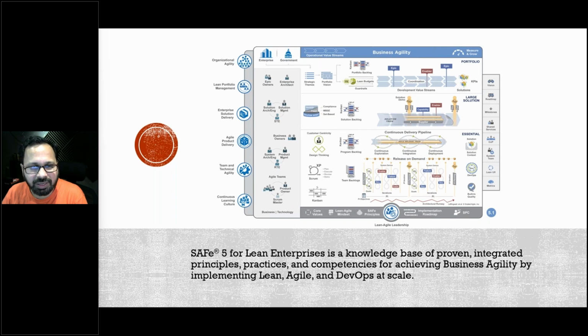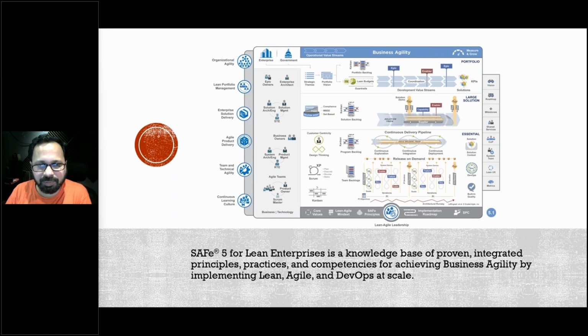Okay, so let us just read out the definition of Scaled Agile Framework. SAFe 5 for Lean Enterprise is a knowledge base of proven integrated principles, practices, and competencies for achieving business agility by implementing Lean, Agile, and DevOps at scale. This definition is directly taken from the scaledagileframework.com website, and that is a Scaled Agile picture.